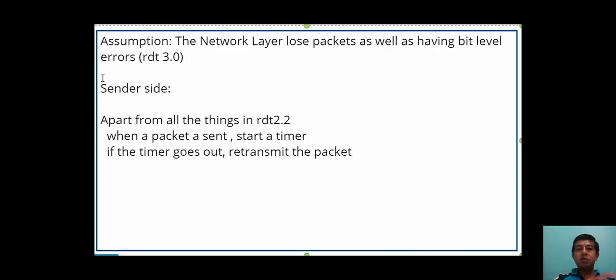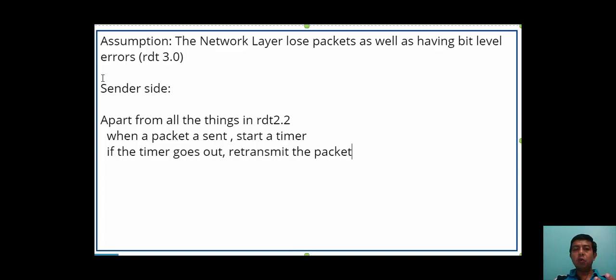So this is our solution for rdt 3. This is our final protocol. So apart from all the things of rdt 2.2, the new concept of timer is added. What about the receiver side? Receiver side need not do anything extra. If you think of it, receiver side did not do anything new from rdt 2.2. Whatever it did in rdt 2.2, it will continue to do the same thing. The timer has been added to the sender side only.